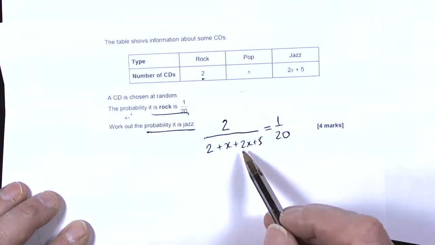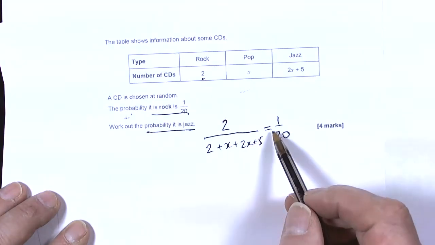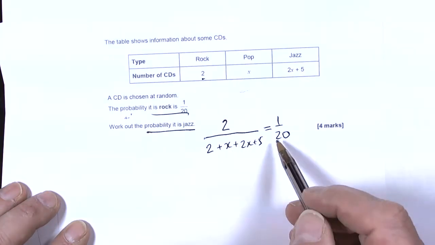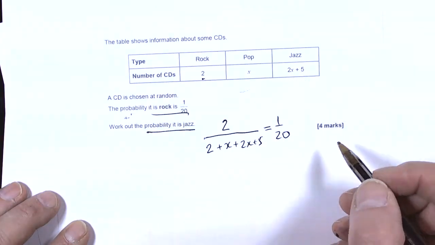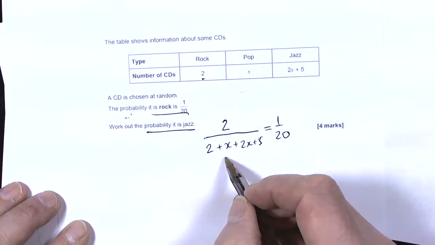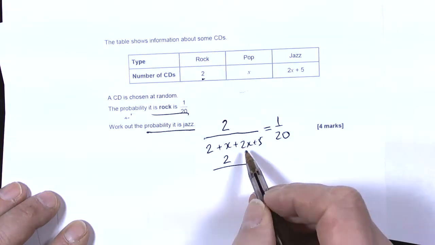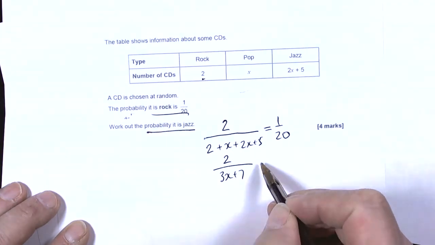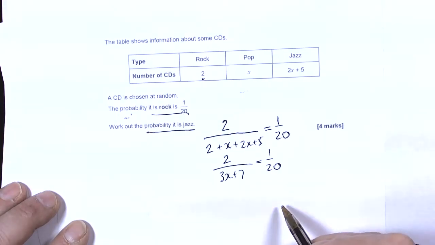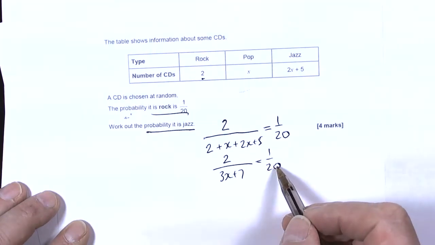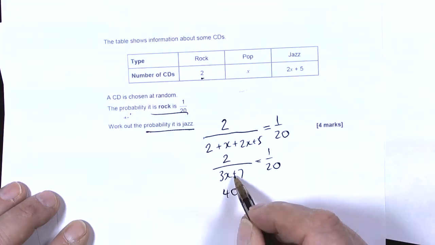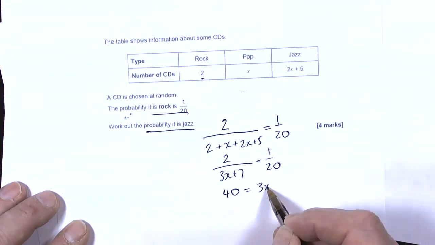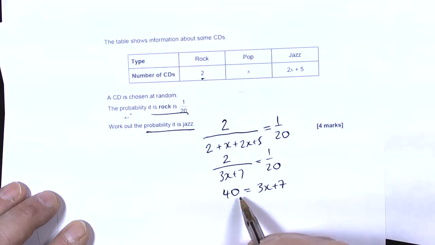So we can see that we've got an equation here that we just swap things around using the rearranging ideas, and then we can find the value of x, put it back into the table, and we should then be able to get the probability of jazz, which is what the question wanted. So we can tidy this up a little bit. We can simplify this down, so we've got 3x plus 7 equals 1/20th, and we can see that if we times by 20 we end up with 40, and times by 3x plus 7 we end up with 3x plus 7, and that's the equation.